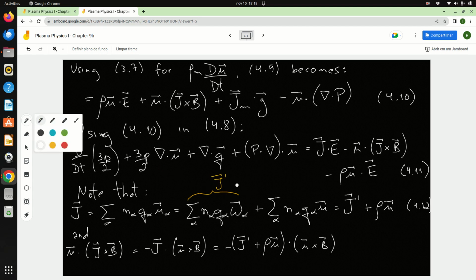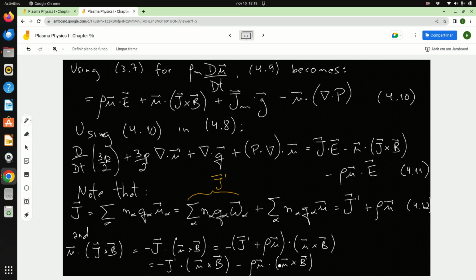Okay, what else? This one can be written like this: minus J prime dot U cross B minus rho U dot U cross B. Again, U cross B is perpendicular to U, so the dot product with U is 0, right? Okay, 4.13.